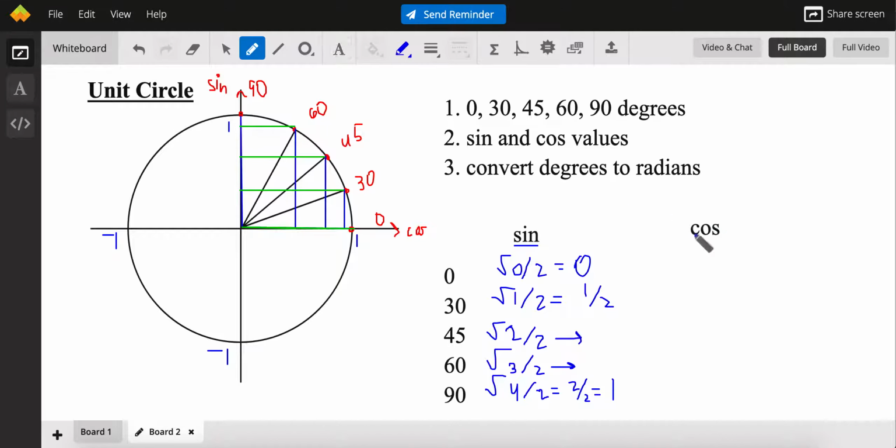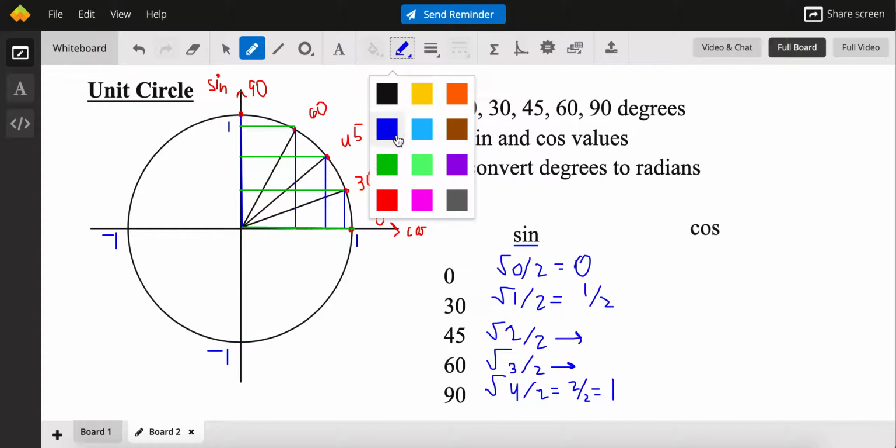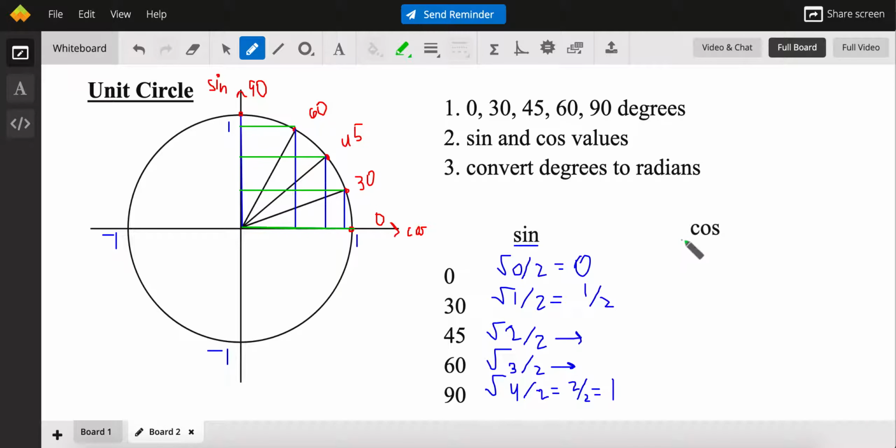Okay, for cosine, I'll use green. You could actually do kind of the same thing, but in reverse. So at 0 degrees, we're going to do 4, 3, 2, 1, 0. Divide them all by 2. So instead of memorizing a whole bunch of random stuff, you can just take advantage of this pattern that I found. Over 2, over 2. Then you just radical everything in the front.